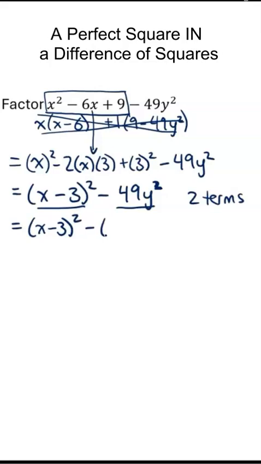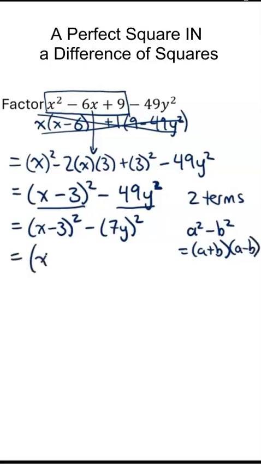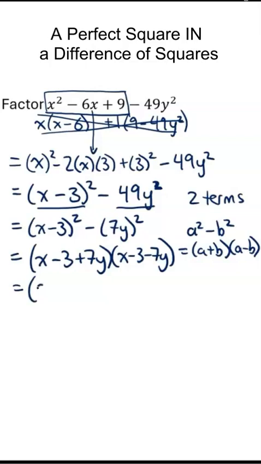What I can do now is write that out as x minus 3 squared and then 7y all squared. And so your a term is x minus 3. Your b term is 7y. And remember, for a difference of squares, we write that as a plus b times a minus b. So we write the x minus 3, that's the a, plus 7y, that's the b, and then x minus 3 minus 7y.